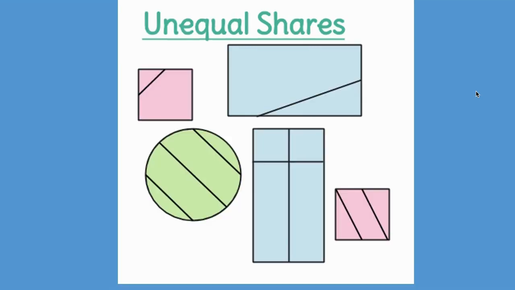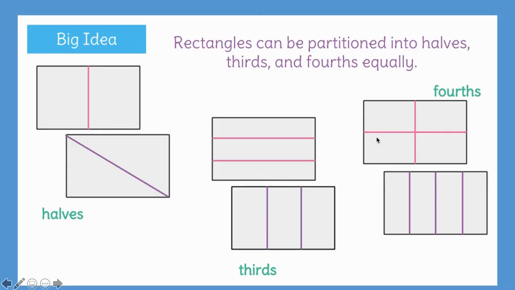All right. Here are some examples of pictures that are not equal shares. So this square right here, this piece is really big compared to this small piece right here. So those are not equal. Right here in the circle, it might look like it's broken up into fourths or four parts, and it is, but they are not equal shares. So with partitioning and fractions, they have to be equal. Great. Okay, so here are some examples.